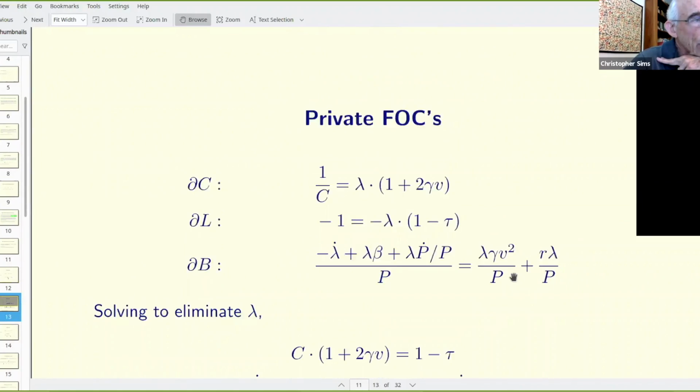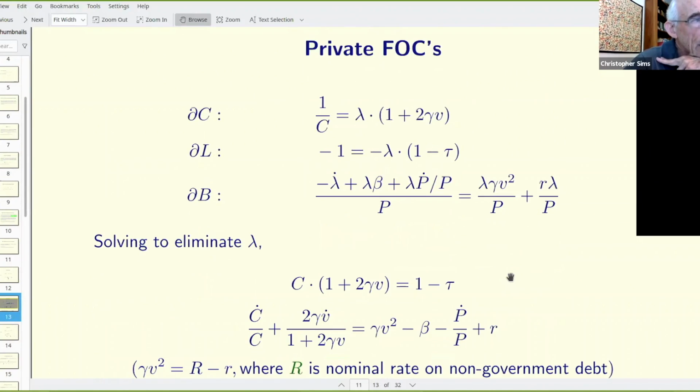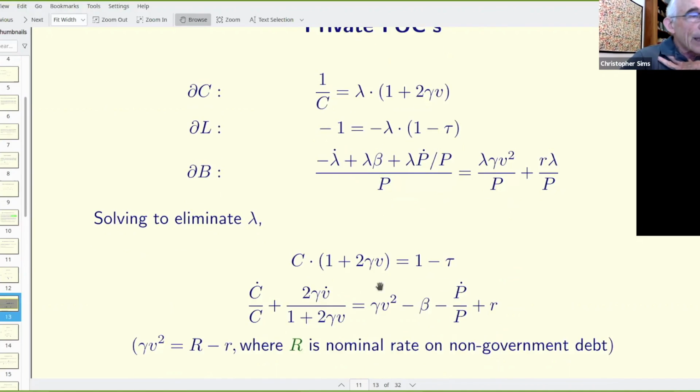So the private first order conditions look like this. This is the C first order condition. This is the L first order condition. And this is the first order condition with respect to debt. I won't go through the algebra step by step, but if you solve these to eliminate lambda, you get the following two equations. This one says that C times 1 plus 2 gamma V. This is not 1 plus gamma V, it's 1 plus 2 gamma V, and it makes a difference.